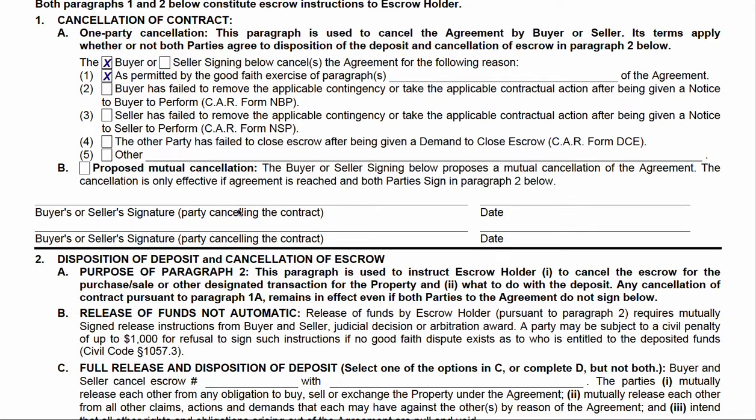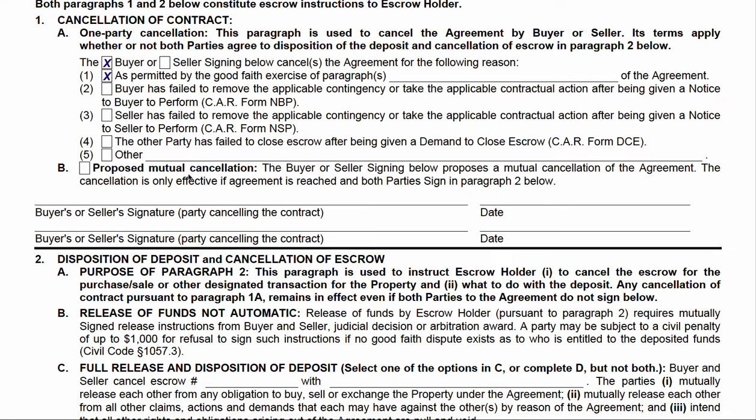Now, conversely, the seller can do the same thing. What if the buyer doesn't remove contingencies? Or what if the buyer refuses to close escrow and a demand to close escrow has been sent? Well, it has it right here. Buyers failed to remove a certain contingency, and the seller can check this box if the buyer won't remove contingencies. Now, keep in mind, if the buyer doesn't remove, you have to send a notice to buyer to perform, and wait 2 days, and then the seller can cancel. Or if the buyer won't close escrow, the seller can send a demand to close, wait 3 days. This form requires a 3-day waiting period, and then the seller can send this and again cancel.